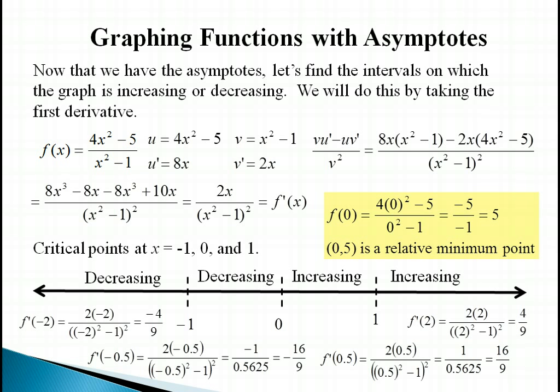So what we're going to do is plug in 0 into the original function, the f of x function, to get our ordered pair on our graph where we have a relative minimum point. And we got (0, 5).